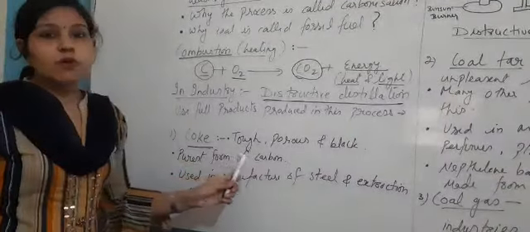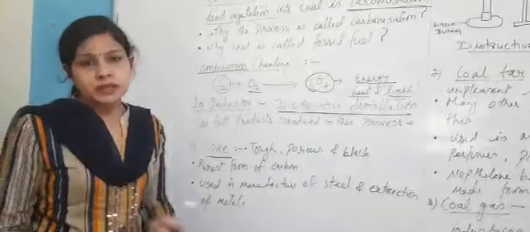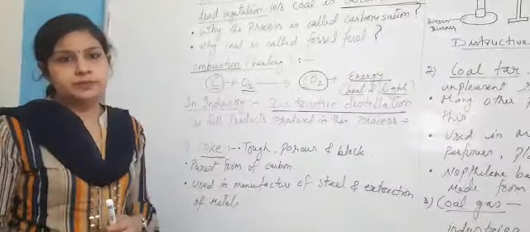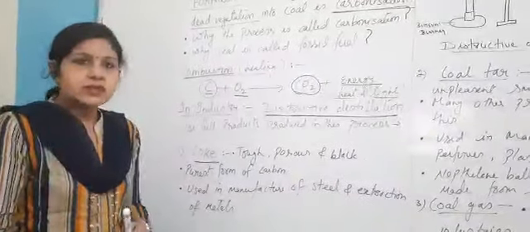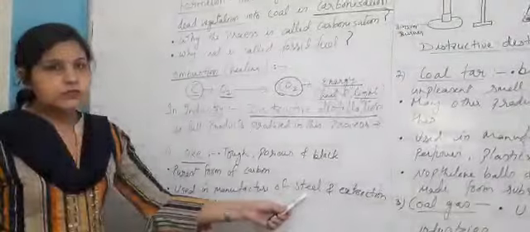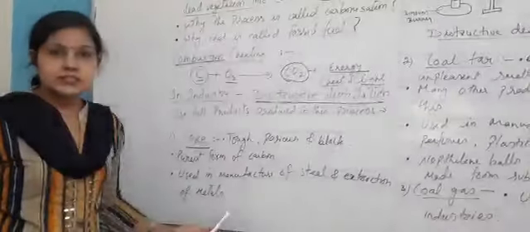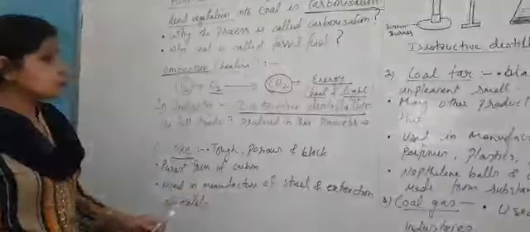It is the purest form of carbon and acts as a reducing agent in many things which we make in the industries. It is also used in the manufacture of steel, which we generally use at our home, and for construction work and extraction of metals. Okay, so these are the uses of coke.